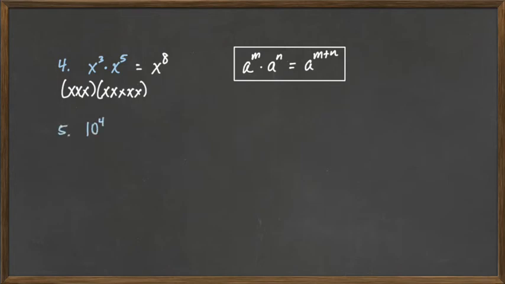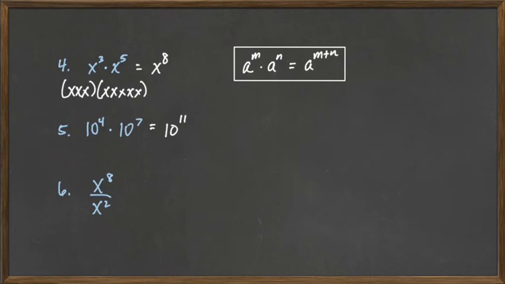All right, let's move on to the next problem. So here you have 10 to the 4th times 10 to the 7th. You should go ahead and answer that. All right, let's see how you did. Of course, you're just keeping the same base and adding the exponents. 4 plus 7 is 11. So 10 to the 11th power. Let's move on to number 6.